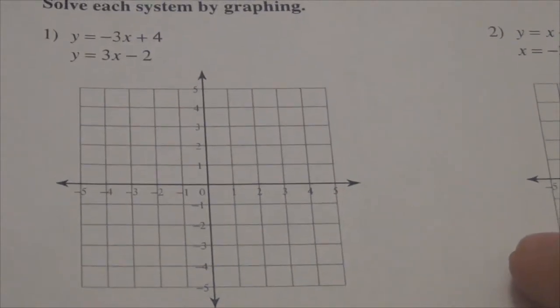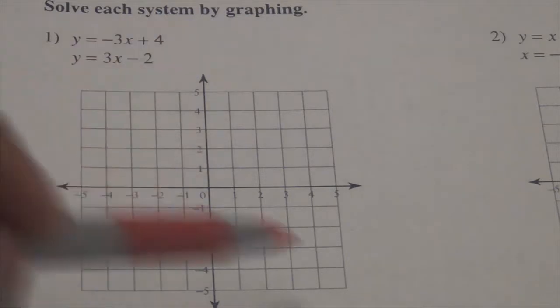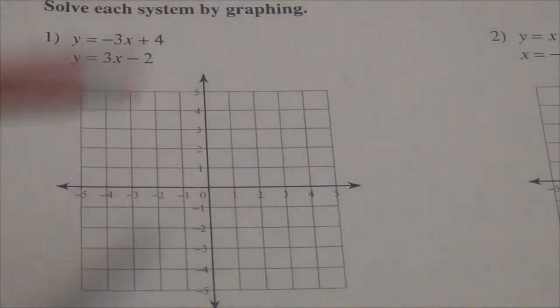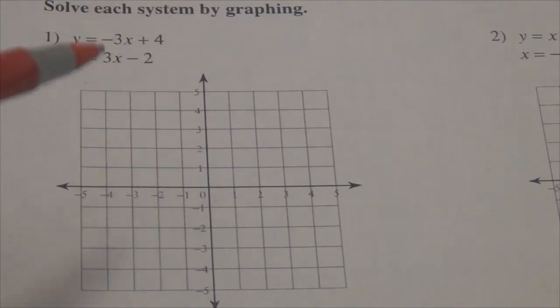We are going to solve a system of linear equations by graphing. What is the solution to a system of equations? The solution is where the two lines meet, where the two lines intersect, where the two lines have the same ordered pair in common. We're going to do this graphing with the calculator.